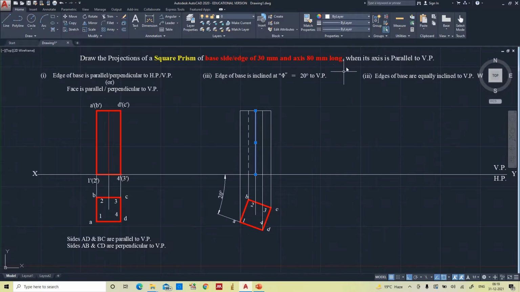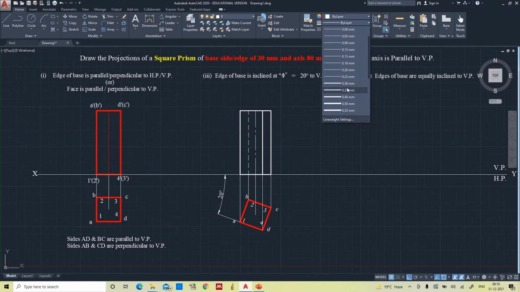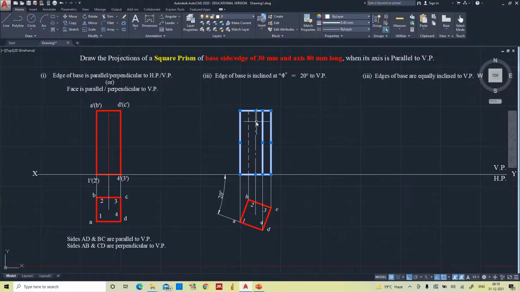This belongs to the center line. Select, apply, center 2. Okay, now take this one, take this one. These are the visible edges. 0.4. Yeah, now let us give the notations.